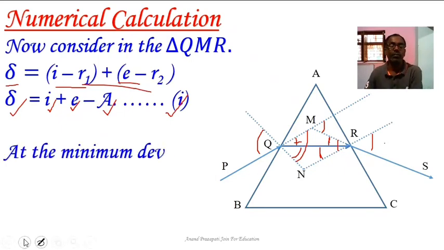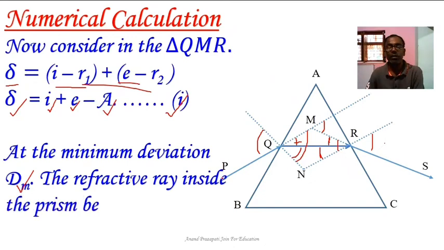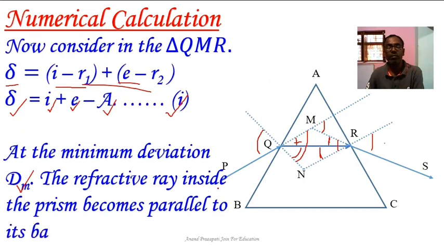At the minimum deviation, which is generally denoted by dm, the refracted ray inside the prism becomes parallel to the base. In case of minimum deviation, QR will be parallel to BC. Already I have taught about it. Let's develop the colors.